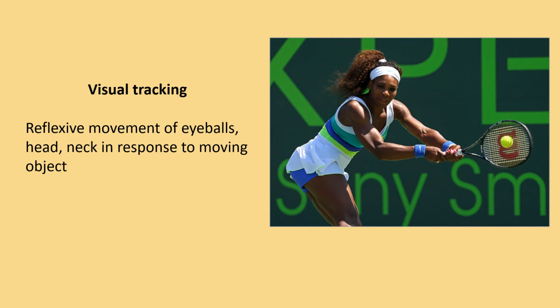Visual tracking. So if right now, wherever you are, something were to fly across the room, you would reflexively follow it with your eyes. You would not only turn your eyes, but you would turn your head and your neck in order to track that moving object. That's a reflex. And I put a picture of Ms. Williams here because she is so amazing. And when I think of visual tracking, I think of people watching a tennis game as they watch that ball go back and forth from one side of the court to the other.